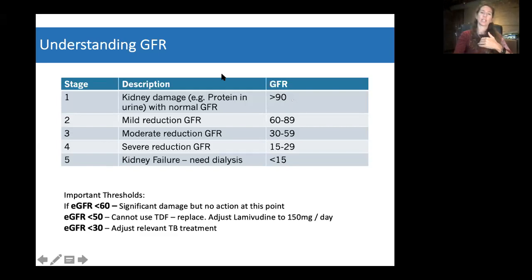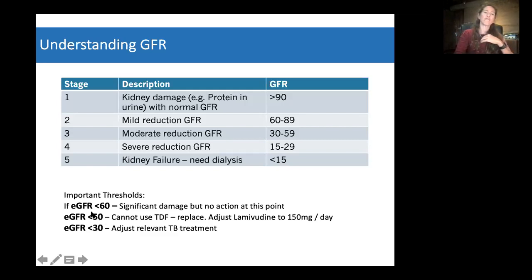But as soon as you start getting a bit of proteinuria, you're already in stage 1. And as soon as it drops under 90, between 60 and 90, you're already in stage 2 kidney disease. So just notice our threshold for using tenofovir is not a normal kidney, it's just a good enough kidney. So when a GFR is under 60, it already shows us that there's definite damage to that kidney, but it doesn't mean we have to do anything about it yet. So if you've got a patient who's got diabetes or hypertension and you notice the GFR is 58, take note that you need to control those chronic diseases better because the kidney's already taken some damage, but you don't have to change the medication in any way.